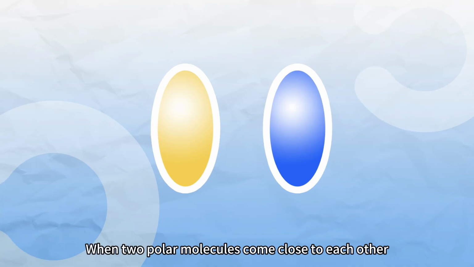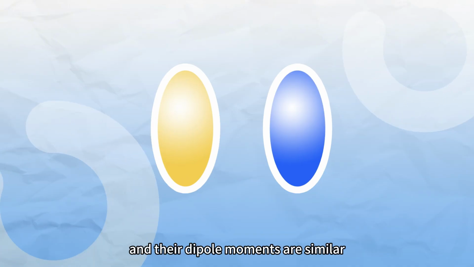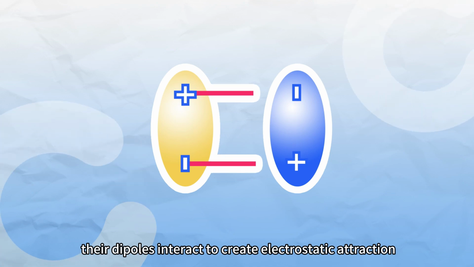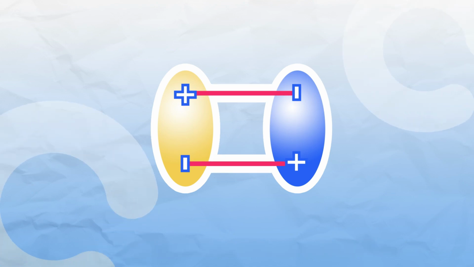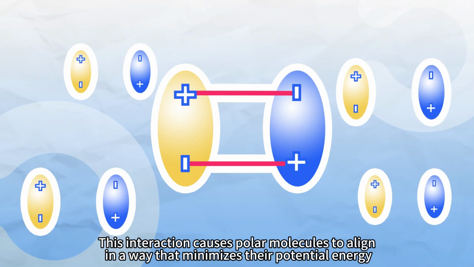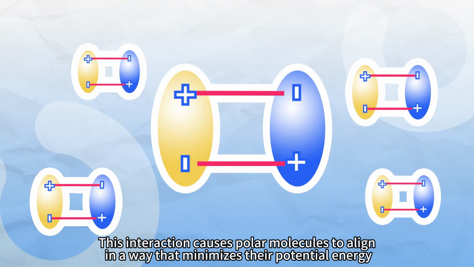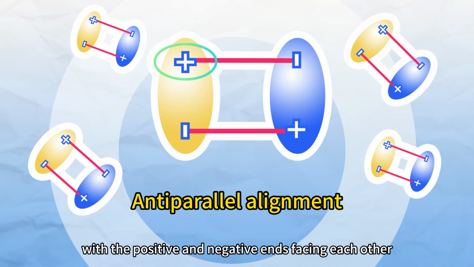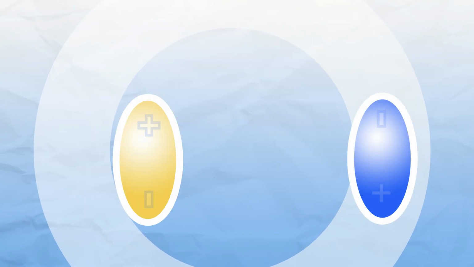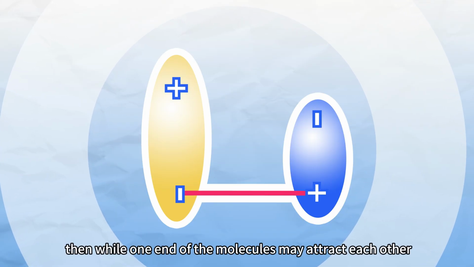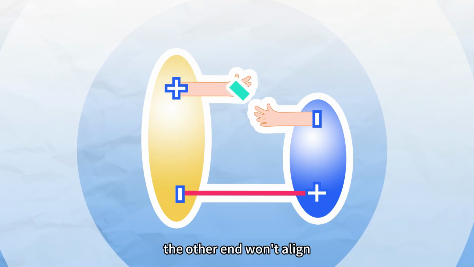When two polar molecules come close to each other and their dipole moments are similar, their dipoles interact to create electrostatic attraction. The positive charge center of one molecule is drawn to the negative charge center of another. The interaction causes polar molecules to align in a way that minimizes their potential energy, with the positive and negative ends facing each other. If the dipole moments are not similar, then while one end of the molecules may attract each other, the other end won't align.